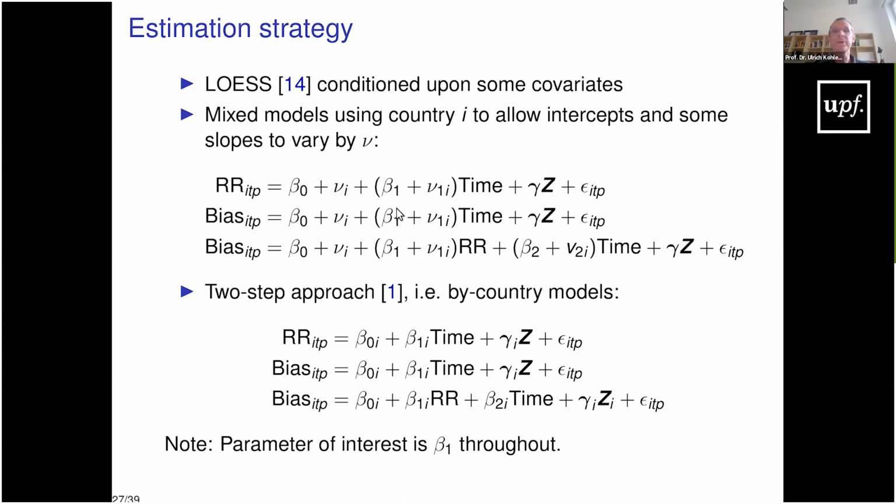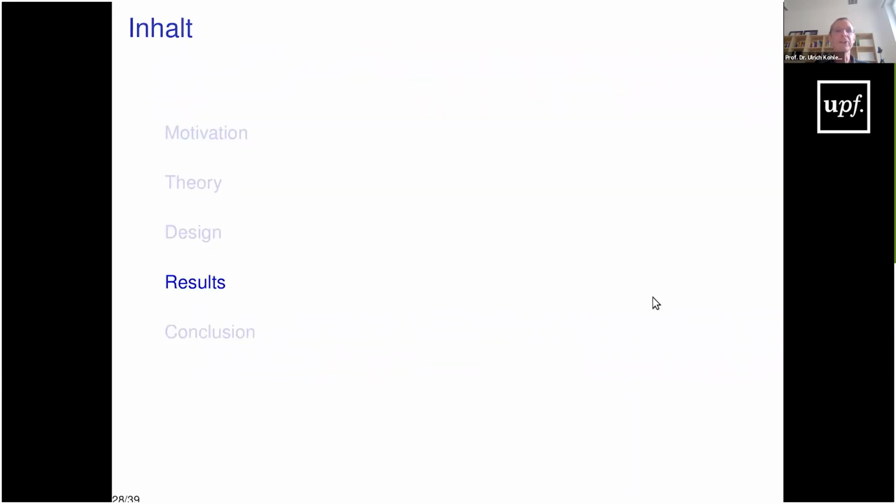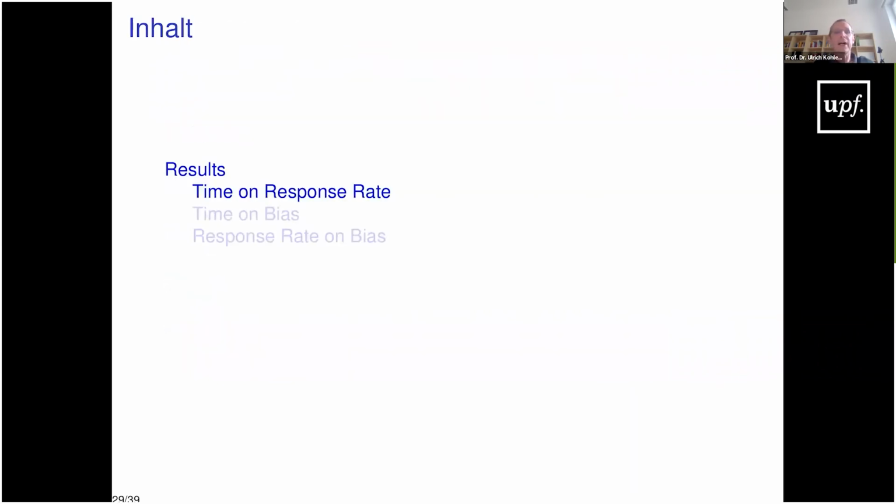So we look at beta 1 in the regression of response rate on time. We look at the parameter beta 1 in the regression of bias on time, and we also look at the parameter beta 1 in the regression of bias on response rate, controlling for time and other things. That's the estimation strategy, and I will now go into the results.